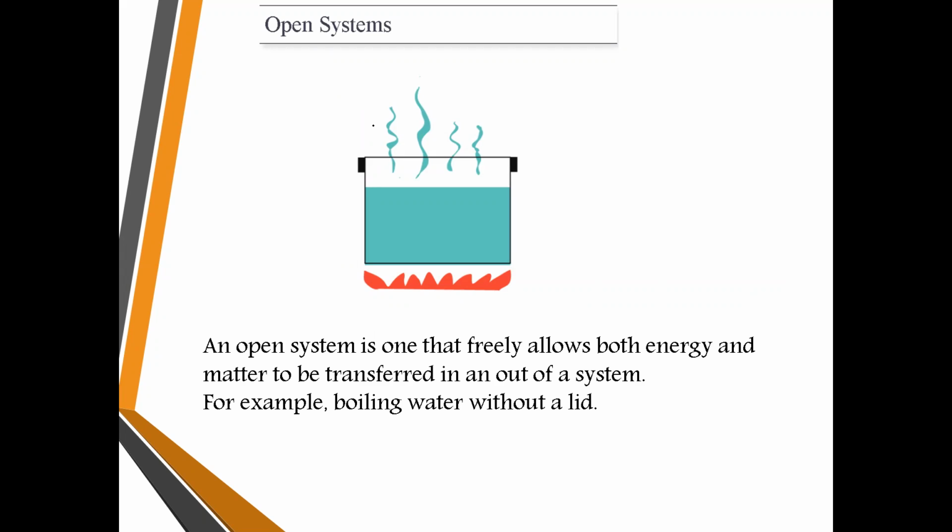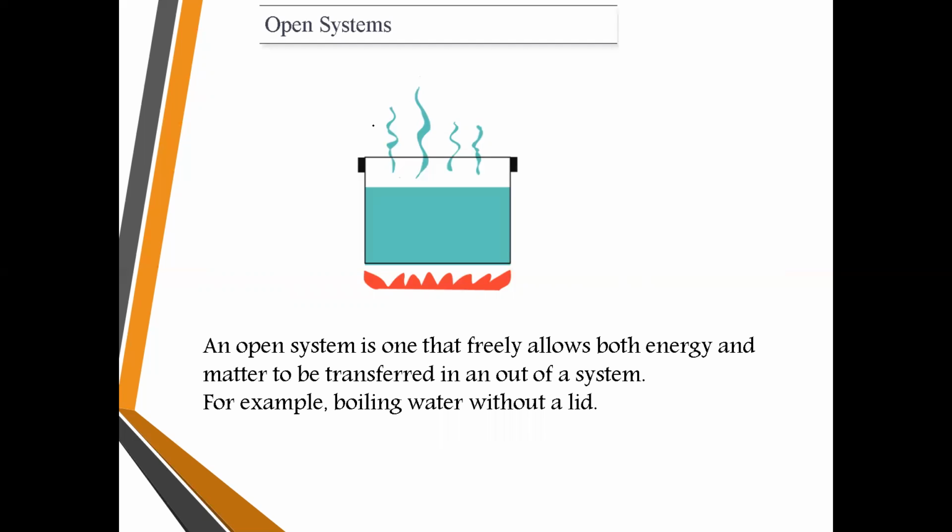This is boiling water without a lid. The energy has freedom of motion, so it can go outside the system. There's nothing that stops it from leaving the system. So this is an example of open: boiling water without a lid. That's why, when you want to boil water and you don't cover it with a lid, it takes more time. Why does it take more time?